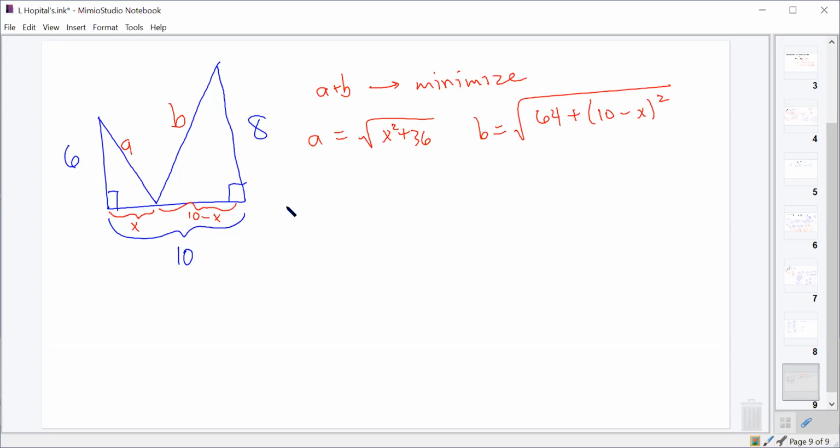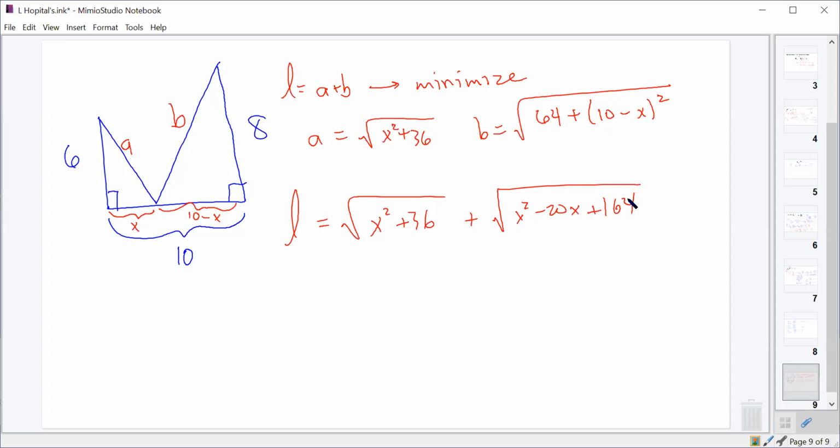So what is the total length of a plus b equal? It equals the square root of x squared plus 36 plus the square root of all of this, which is x squared minus 20x plus 100 plus another 64. Good or no? Good.